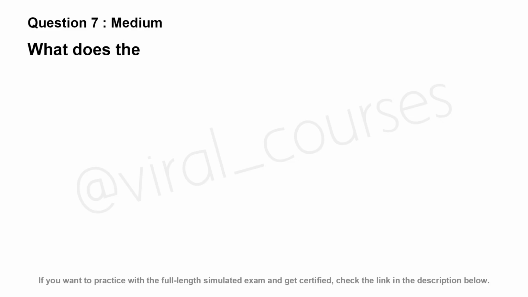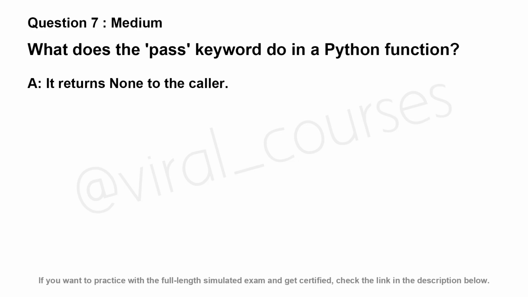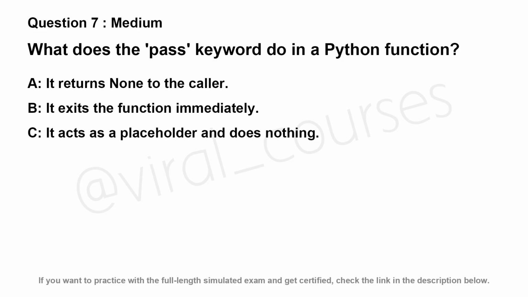What does the pass keyword do in a Python function? Option A. It returns None to the caller. Option B. It exits the function immediately. Option C. It acts as a placeholder and does nothing. Option D. It skips the next iteration of a loop.